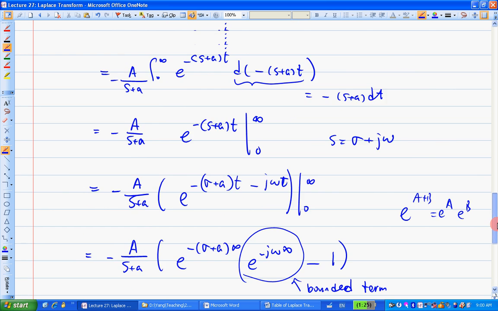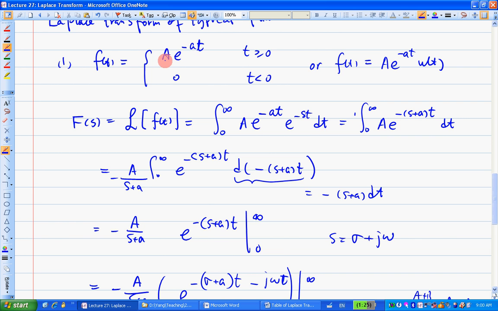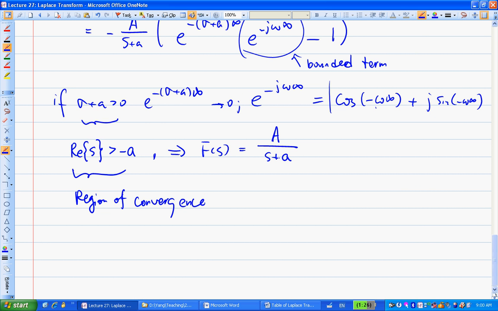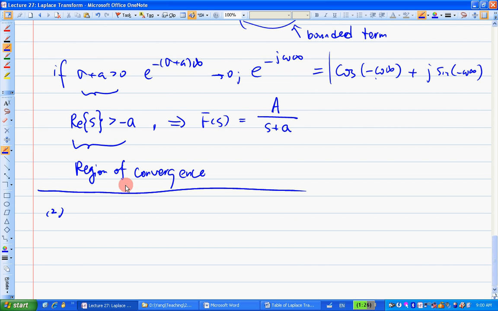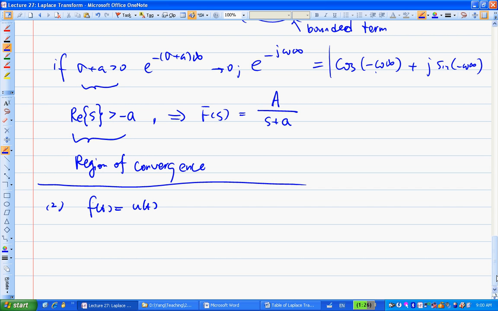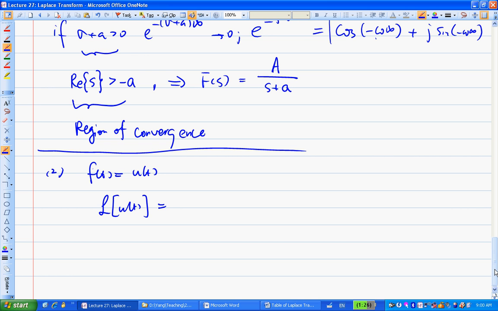Now, if you look at this Laplace transform here, if a is 1, you get what you have in the table. Second one here, let's take a look at the unit step function. In the table, you can see that the Laplace transform of the unit step function is supposed to give you 1 over s. Let's see if that's the case here.